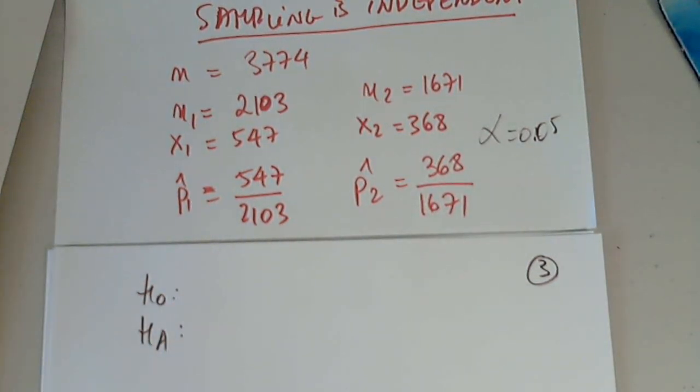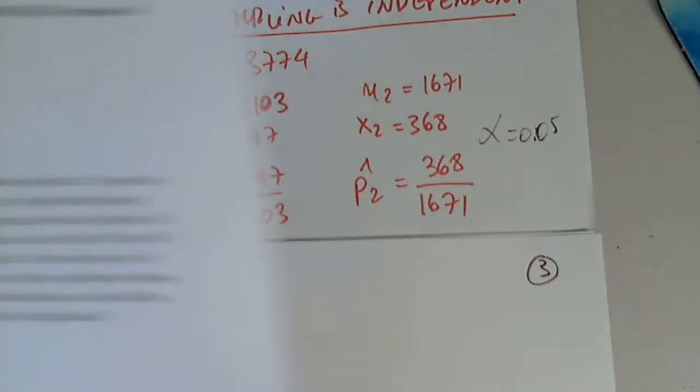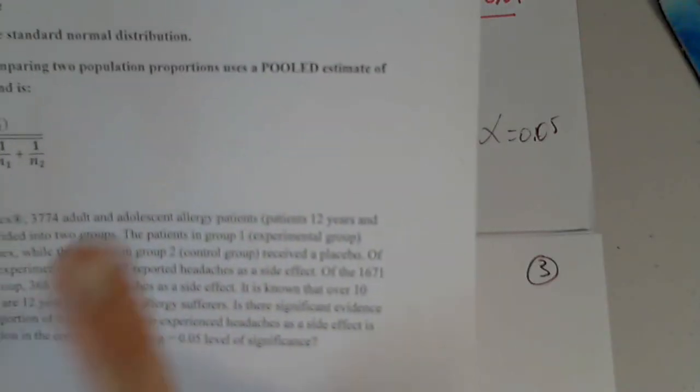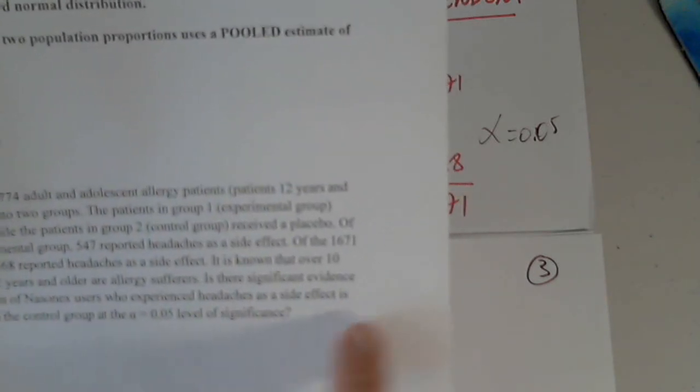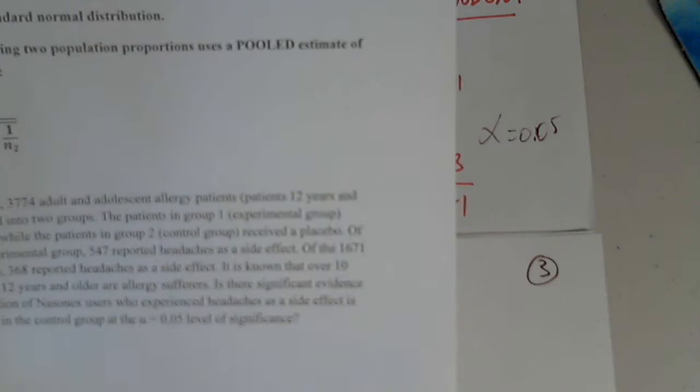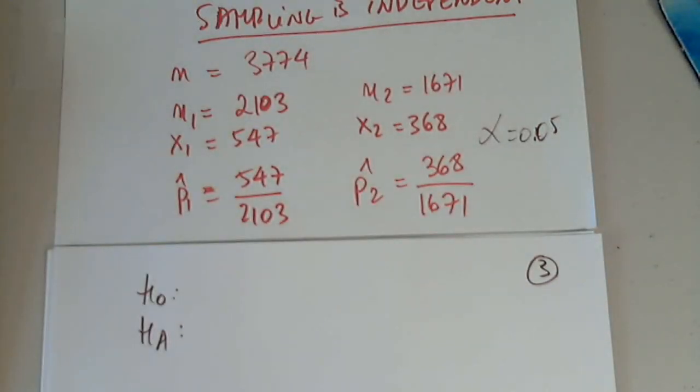Can anyone give us an idea about the null? Let's read the question one more time. Is there significant evidence to conclude that the proportion of the first group is greater than the proportion of the second group? What do you think? What will be the alternative and what will be the null? Anyone?